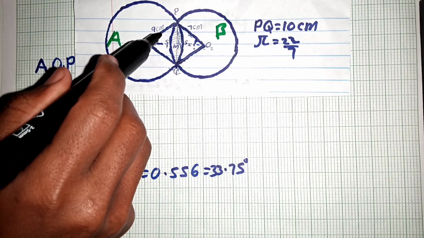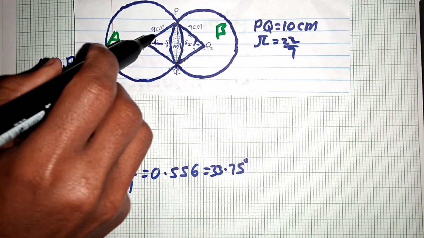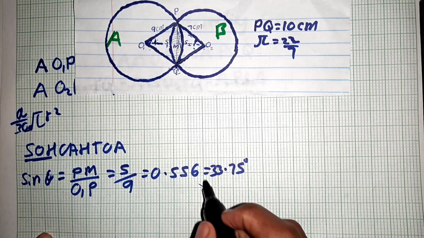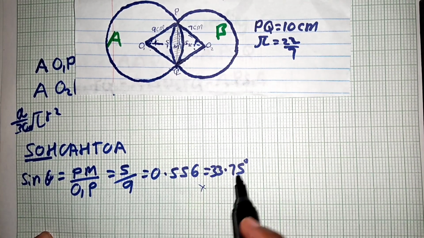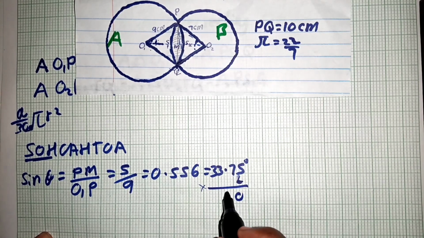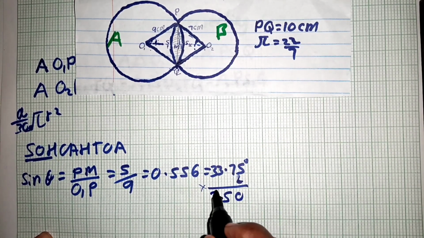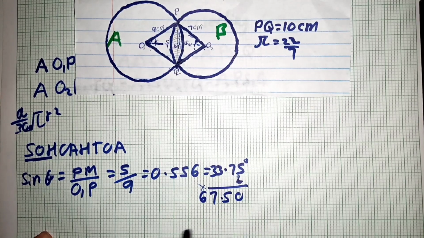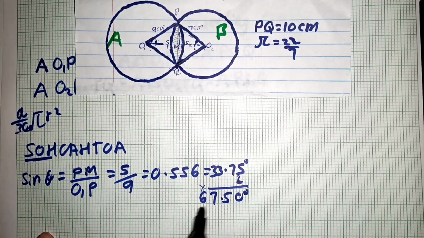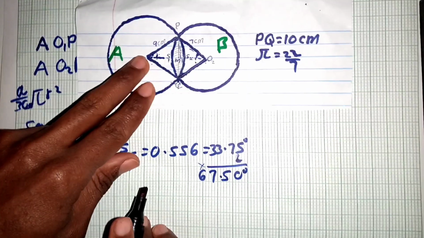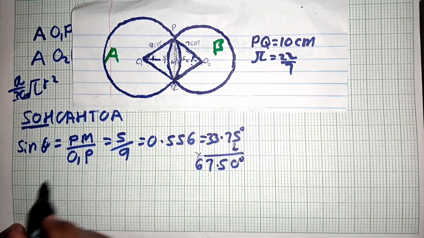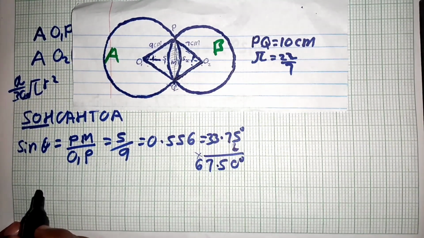But there are 2, we have this one and this one. So we multiply by 2 because they are 2 and equal. What do you get? 67.5 degrees. So this region is 67.5 degrees. Let us now use this formula and find the area of this sector. This will be our angle theta.